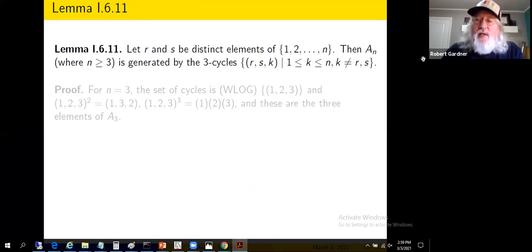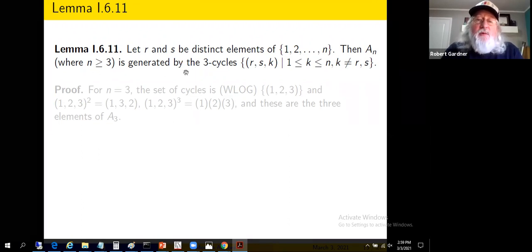lemma 6.11, which states, let R and S be distinct elements of the set 1 through n. The claim is A sub n, for n greater than or equal to 3, is generated by the 3 cycles (R, S, K), such that K is between 1 and n and is different from R and S. Okay, so a little elaboration on what's being said. You're given R and S. So these come to you as given distinct elements of 1 through n.